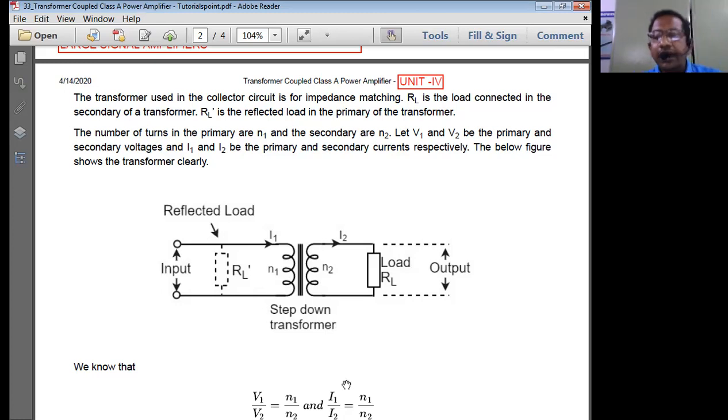Now, in order to find out the relation between input and output voltage in terms of turns ratio, we should find out the effective resistance at the input terminals of a transformer. That means you have to simply consider the part of RL on the primary side. That is what we have to consider here to get the relationship.